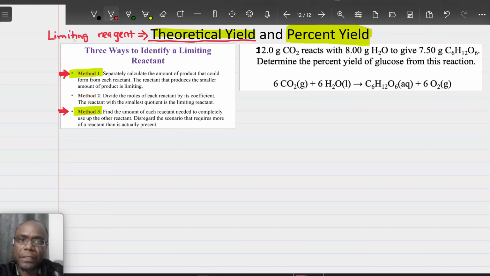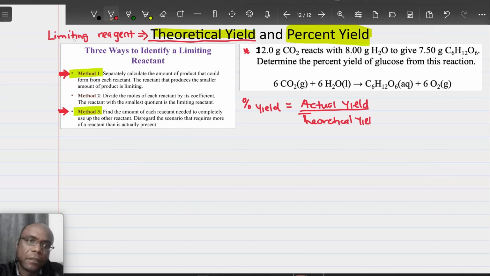Okay, now before I read the question, let me give you the formula of percent yield. Percent yield is always equal to actual yield over theoretical yield, and I'm going to multiply that by 100. Now you see why I prefer method 1 of finding the limiting reactant. So let's dive into the question.